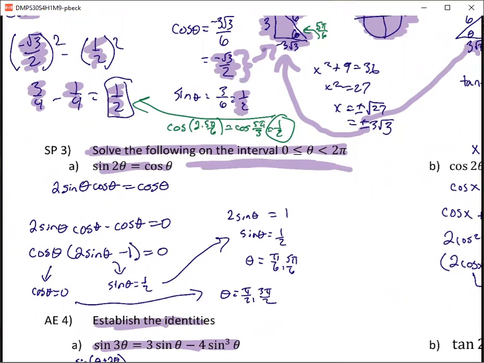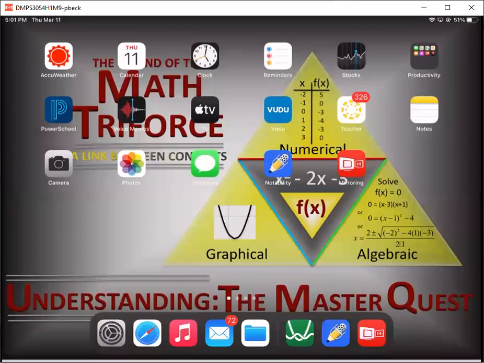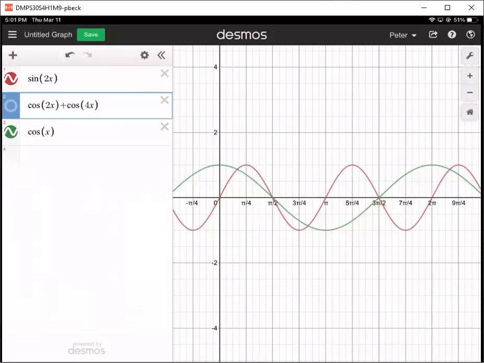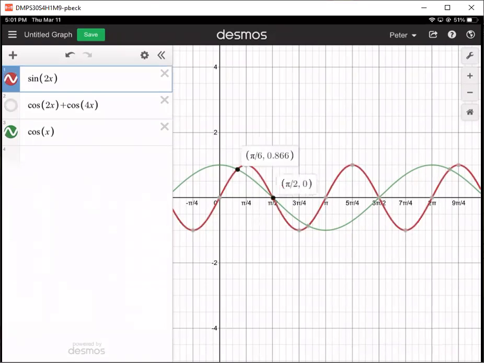Now, to get an idea of what's going to happen here, I'm going to go to Desmos. I have sine of 2x and cosine of x graphed here. Sine of 2x is the red, cosine of x is the green. So if I look for the intersection points of these two graphs from 0 to 2 pi, those are going to give me the solutions that I should find. So pi over 6, pi over 2, 5 pi over 6, 3 pi over 2 are the solutions.